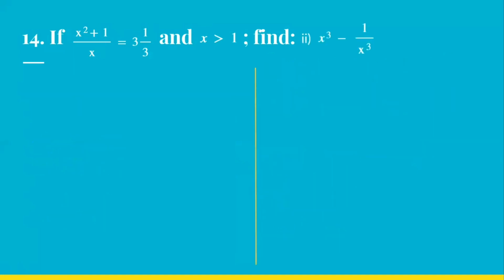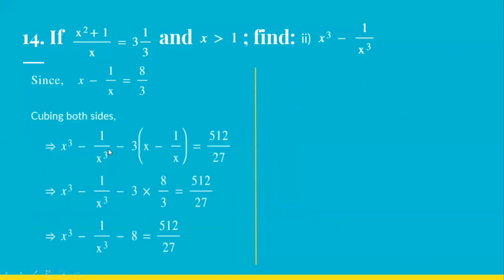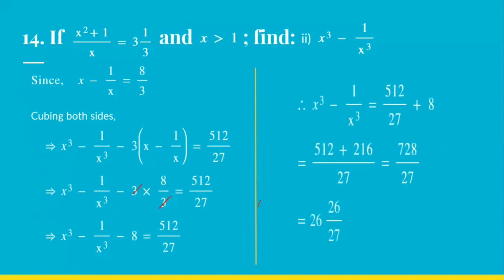Okay, now the next part of this, you have to find x cube minus 1 upon x cube. You have already got x minus 1 upon x is 8 by 3. Cubing both sides, you get x cube minus 1 upon x cube minus 3 in bracket x minus 1 upon x is equal to 8 cube is 512, 3 cube is 27. Put the value of x minus 1 upon x as 8 by 3. This 3 and 3 got cancelled. So you get x cube minus 1 upon x cube minus 8 is equal to 512 upon 27. This minus 8 goes here, it becomes plus 8.